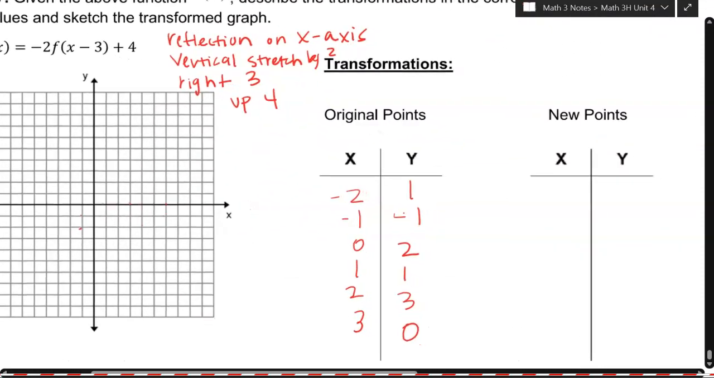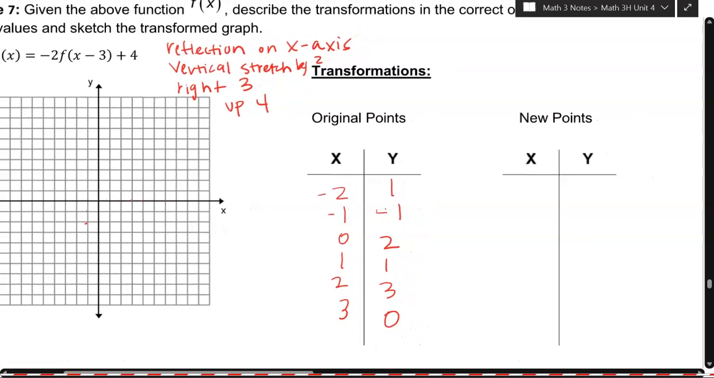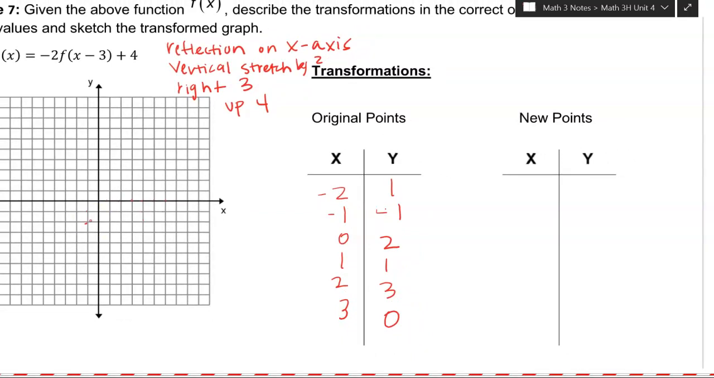All right, we're going to be looking at our points now, and we're going to apply the transformations. So at (-2, 1), reflect on the x-axis and vertical stretch by 2. So times by -2 and then +4. For the x, we're going to go right 3. So 3 plus -2 is 1. For the y, -2 plus 4 is going to be 2, because 4 minus 2 is 2. So we're at (1, 2).